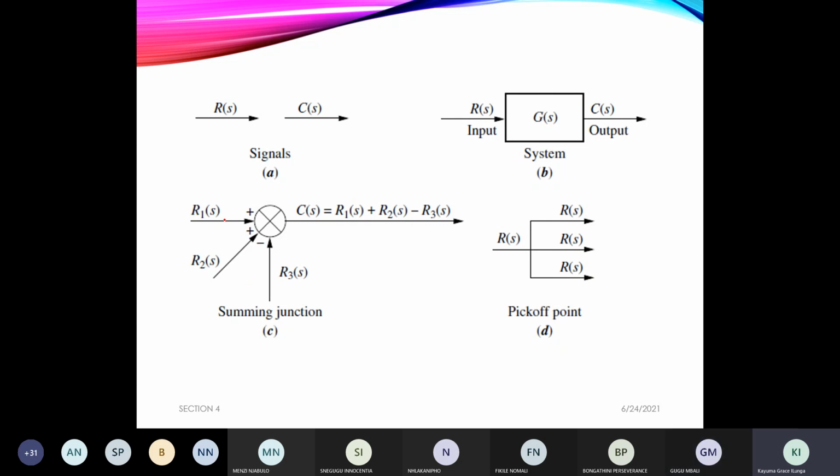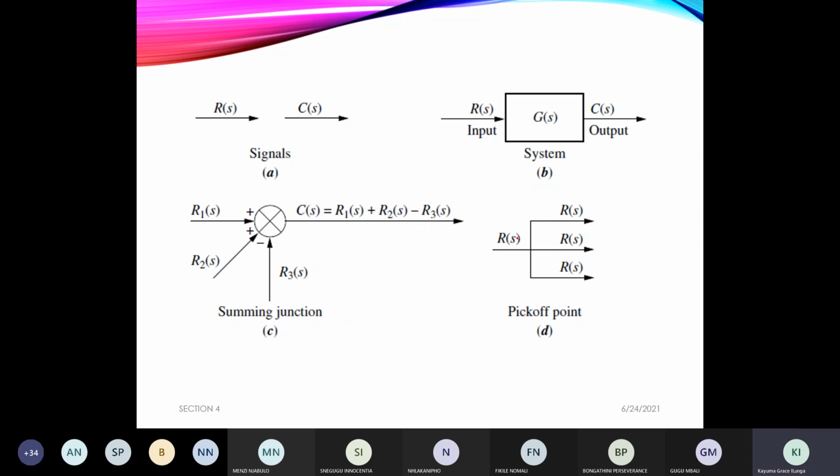If you look here, there's something you can notice. Next to R1(s), there is a positive sign. Next to R2(s), there is a positive sign, but next to R3(s), there is a negative sign. That means when there is a negative sign, that signal must be subtracted. If it is positive, it must be added to the total signal or the output.